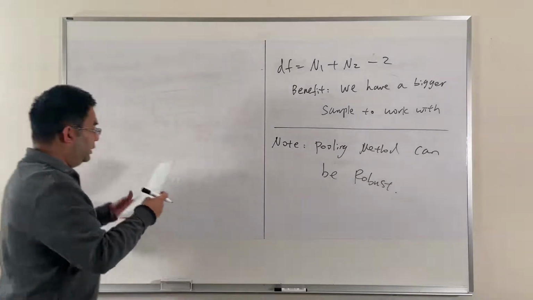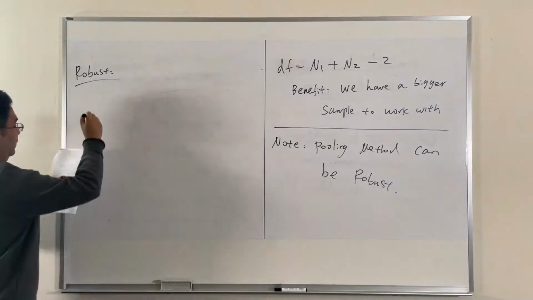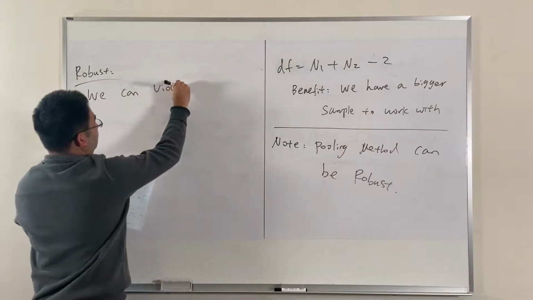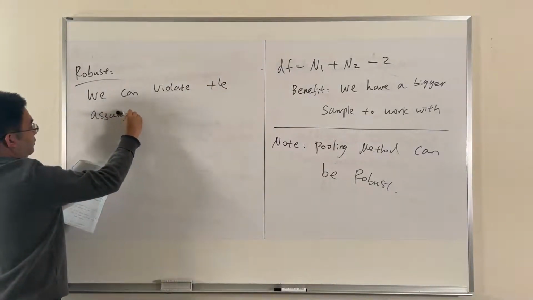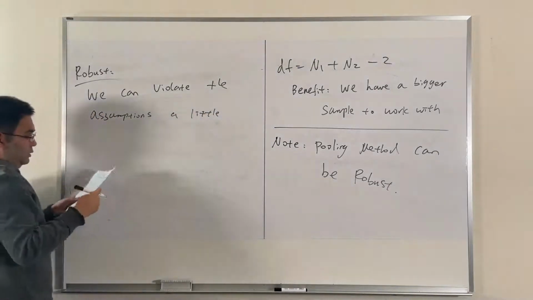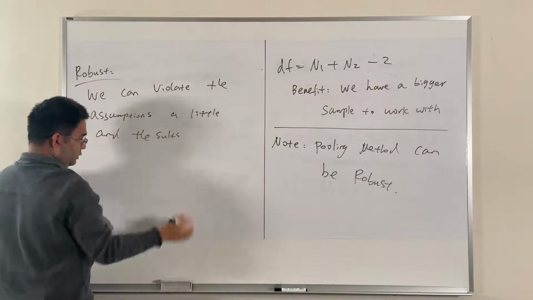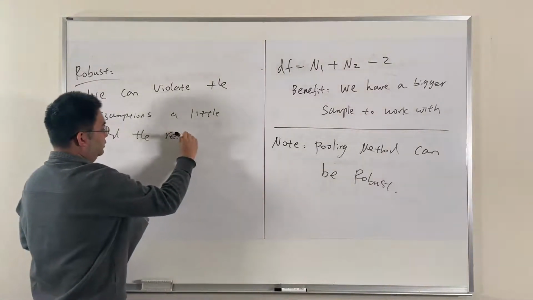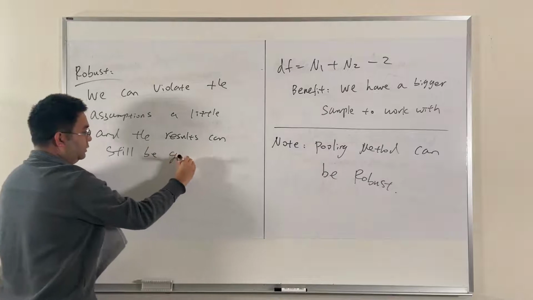Robust simply means that we can violate the assumptions a little bit. If we just violate a little bit, not too much, the results can still be good. So this is what robust means.